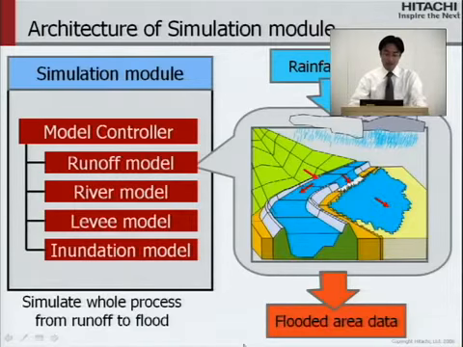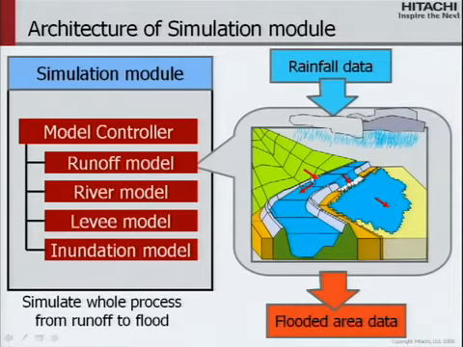In the simulation module, we use four models: runoff model, river model, levee model, and inundation model. Using these models, we simulate from rainfall to flooded area. This figure indicates the schematic view of our simulator. The runoff model is used for mountainous areas. The river model is in the river. The levee model is used at the levee. And the inundation model is used in cities.